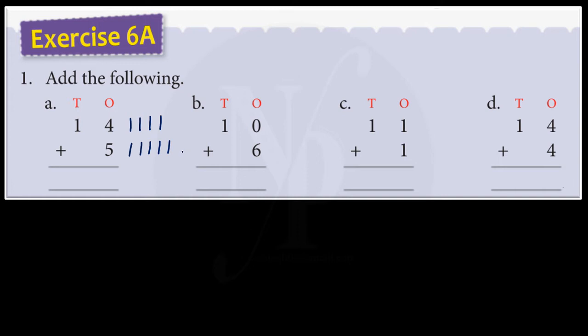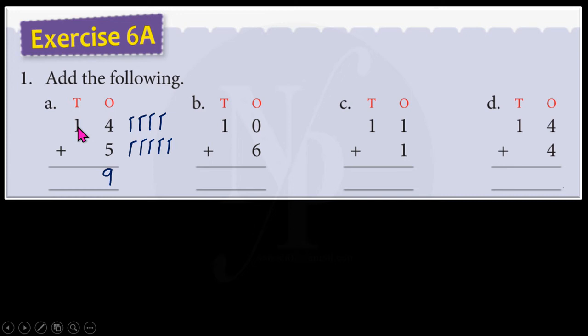Now for adding these two numbers, I will count all these lines I have drawn. So 1, 2, 3, 4, 5, 6, 7, 8, 9. That is, we have 9 lines all together here. So I will write 9 here just below the ones place. O here stands for ones and T stands for tens. So we will write 9 in ones place.